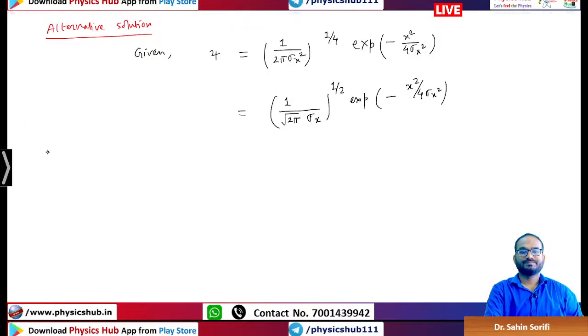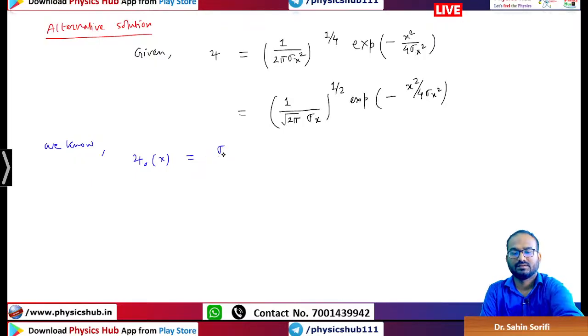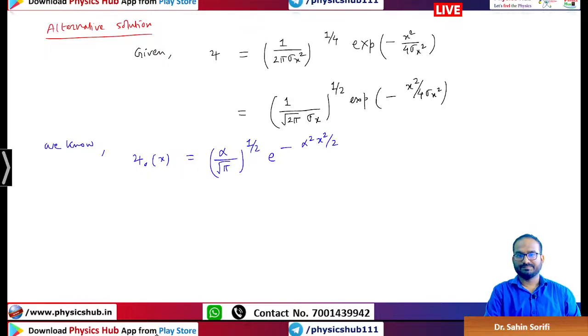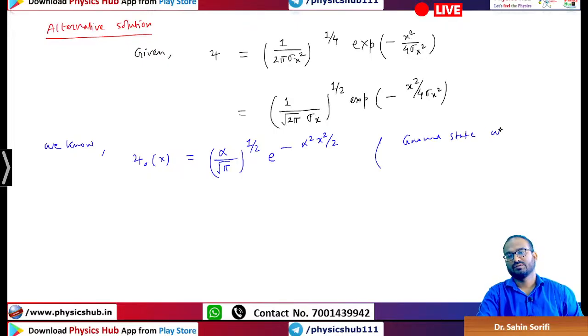Now we know the ground state of 1D harmonic oscillator, psi 0 of x. Alpha by square root of pi to the power half e to the power minus alpha square x square by 2. We know it. Okay? This is the ground state wave function of a 1D harmonic oscillator.